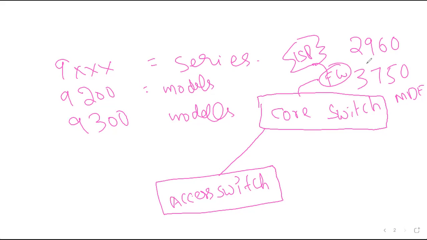Back in the decade, when you're talking about 2960 and 3750 or anything from the 3000 series, your core switch must be a 3xxx, okay? And your access switch must be a 2xxx, because the access switch, which is 2xxx, will be only for switching. They will not perform routing. And the core switch, which is 3xxx, can perform switching as well as routing.